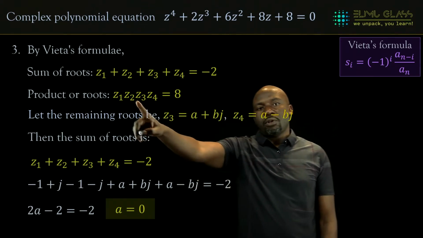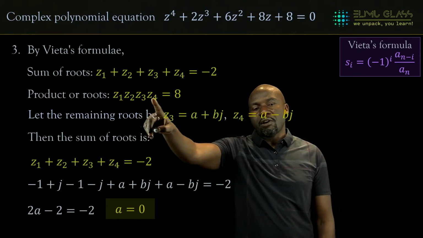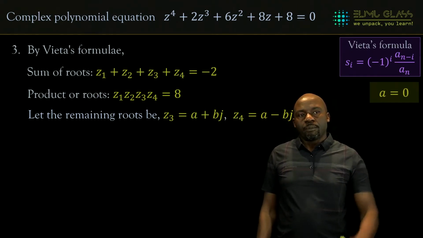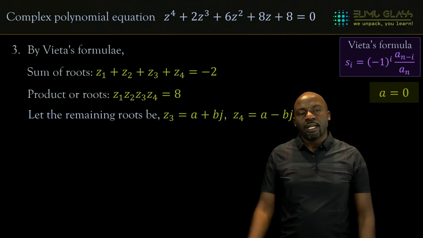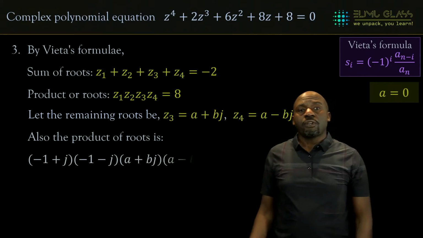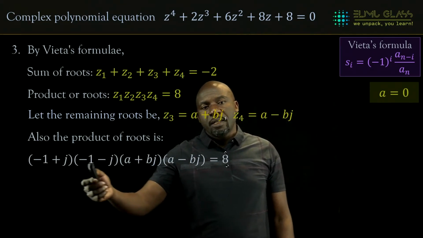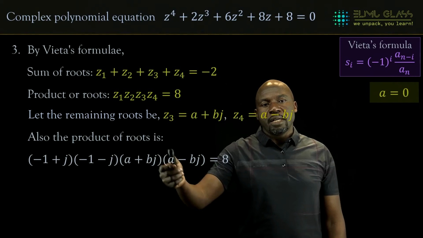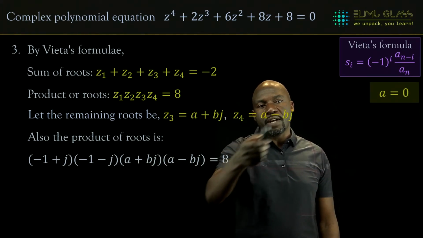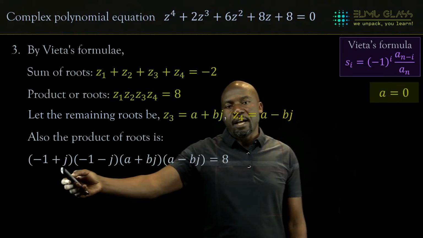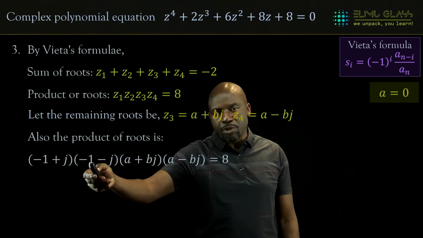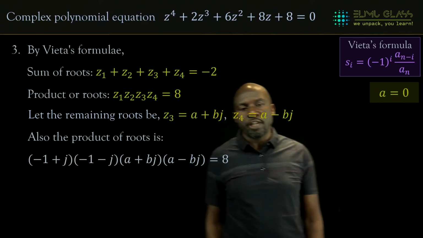So now we go to the second rule there, that the product of the roots must be positive 8. If we do that, I'll keep my a there so that we find the value of b. Okay, so the product of the roots means z1 times z2 times z3 times z4 must be equal to 8. We already know that a is 0, so I can simply get rid of it. And I have the conjugate pair multiplied together. You should be able to see that if you multiply this and this, you should get 2.